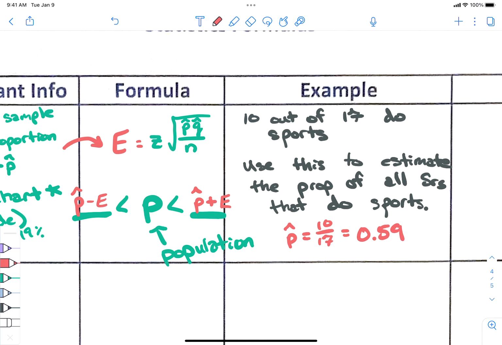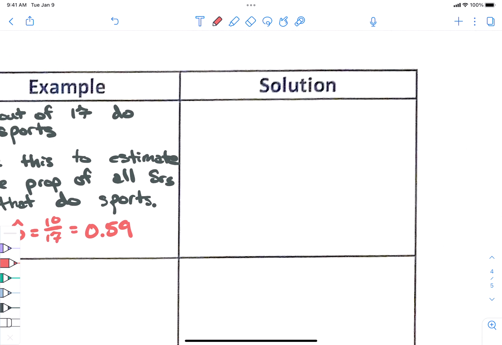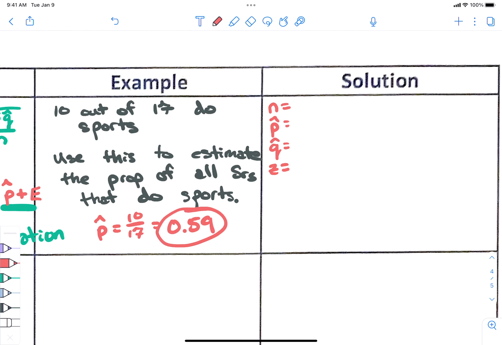So rather than saying definitively that 59% of all seniors in Blue Hill do sports, we give a range, right? We say somewhere between this number and this number do sports. Does that make sense? To do that, we figure out what the error is, okay? So we know P hat is 0.59. Let's write our variables over here: N, P hat, Q hat, Z, and then we need the error.